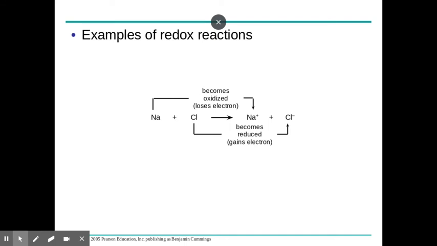So just some examples of redox reactions. If we looked at this one, we have sodium and chloride. In this case, we can see that sodium has become oxidized. It is positively charged, so it has lost an electron. It makes sense, if it's positively charged, it would have lost an electron. And chlorine in this case would become reduced and it has gained an electron, which makes sense why it would have that negative charge.